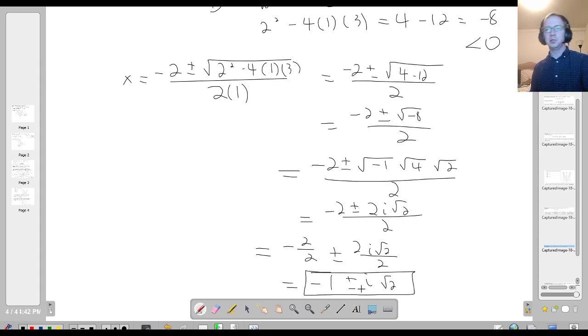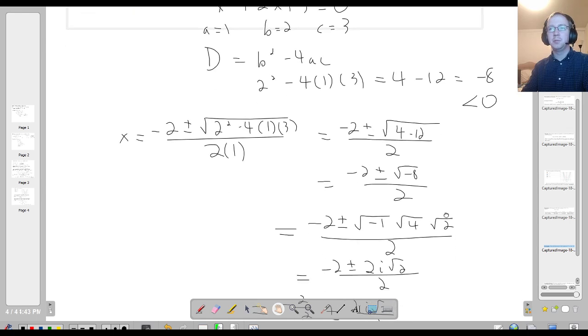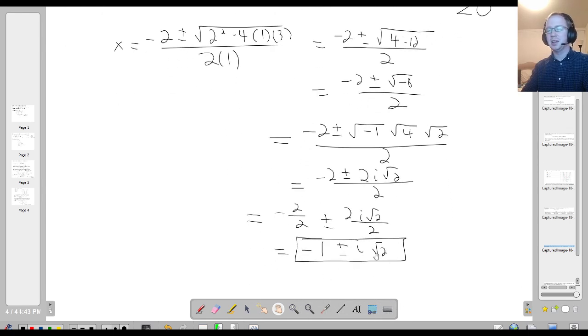So yes, I got two solutions, and they're both non-real, meaning they both involve i. So if I had tried to graph this original problem to solve it using the intersection method or maybe the x-intercept method, I wouldn't have seen any points that indicate solutions. But using what we know about the quadratic formula and the discriminant, we know there's actually going to be two solutions, and they're not going to be real numbers. So that's what we were able to find here.